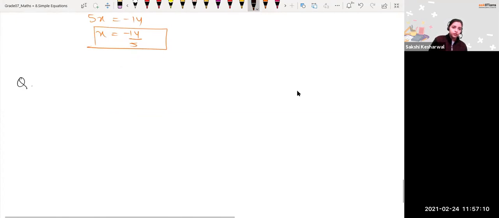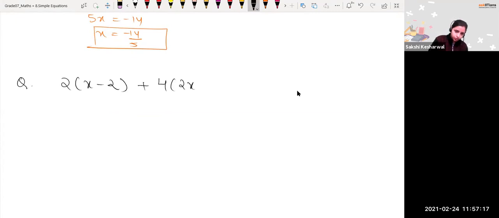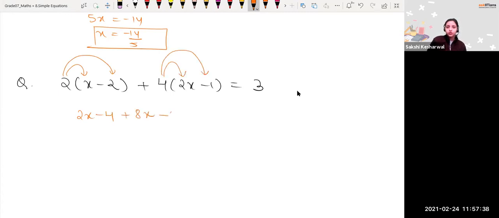Now, if I give you 2(x minus 2) plus 4(2x minus 1) is equal to 3, right? This is given. Now, what you will be doing is the transposition, right? You will be doing the distributive property. What is the distributive property? 2 into x is 2x, right? 2 into minus 2 is minus 4, right? Now, 4 into 2x is plus 8x, right? Now 4 into minus 1 is minus 4 is equal to 3.